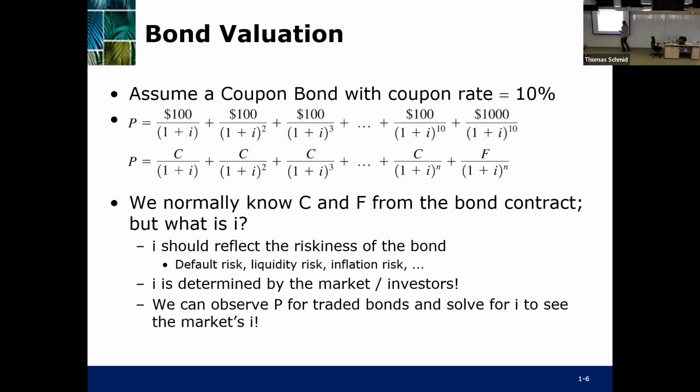This process is relatively easy because the only thing we have to do is we have to be clear about what we think the right discount rate for the bond is. Of course, finding the right discount rate is extremely difficult, but technically, this is very simple. It's just discounting.